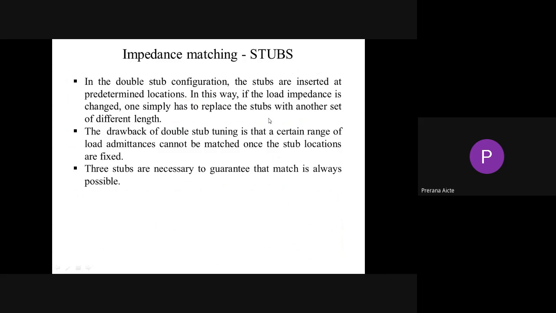In the double stub configuration, the stubs are inserted at predetermined locations. So we are not inserting the stubs as we like. First we calculate the distance, that is at what distance we insert the stubs so that the output impedance is equal to the characteristic impedance, that is Z naught is equal to Z of L. So first we have to determine at what distance the stubs are connected.